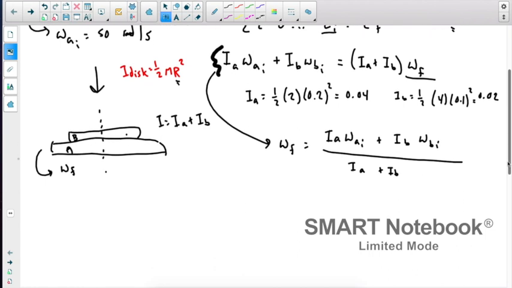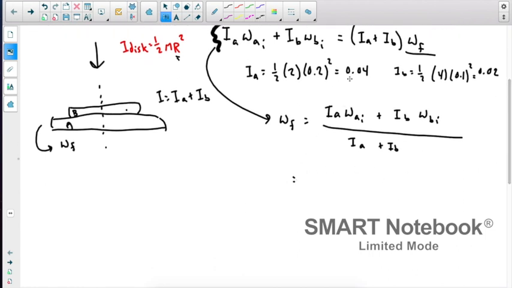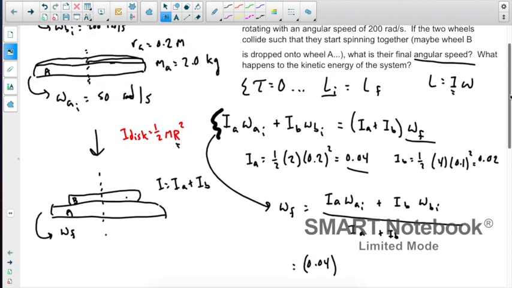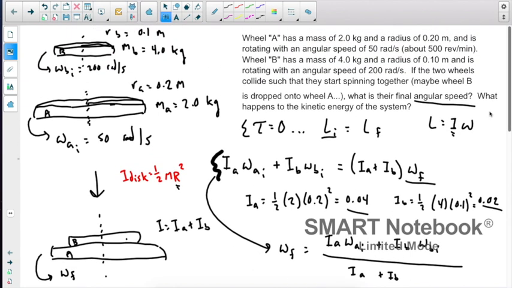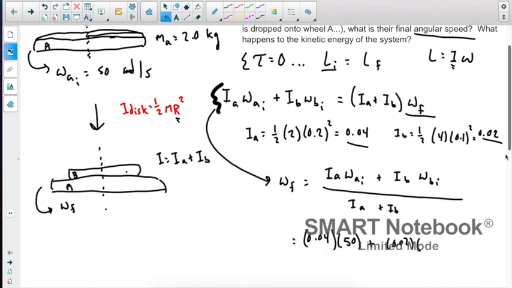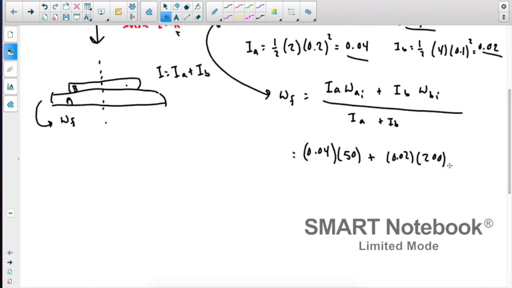So now I think I can just plug and chug, right? I know that the rotational inertia of A is 0.04. The initial angular velocity of A was 50 radians per second. IB, I just solved that as 0.02. The initial angular velocity of B was 200 rads per second. I do need to make sure I'm in radians per second here. And then I'm just going to add up their rotational inertias to get the final rotational inertia of the system. And that's just going to be, what, 0.06? Just like that.